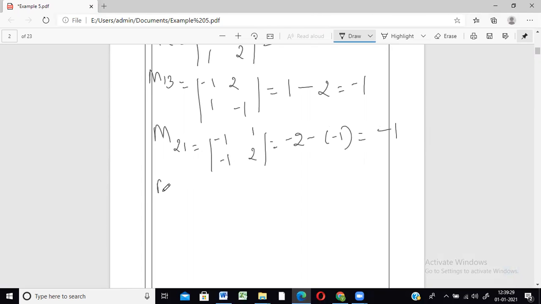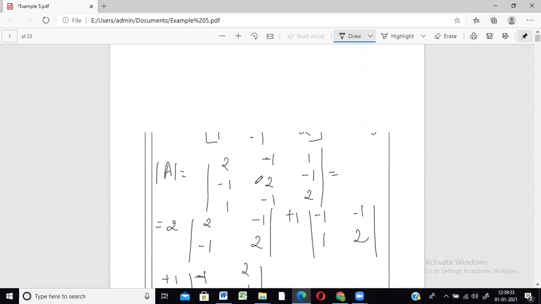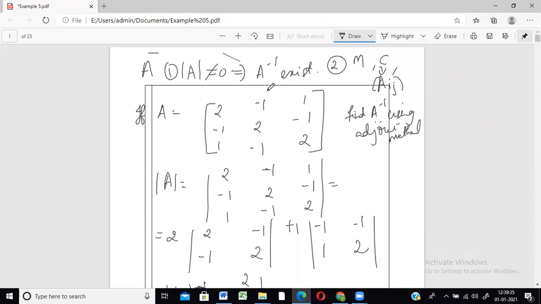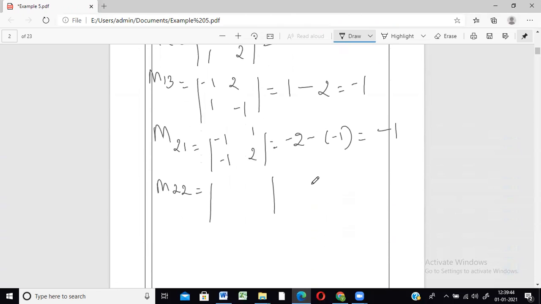The next one will be M22. I suppose you have understood the logic, so let me quickly write it. This is M22. This row and this column we will hide. So what remains? 2, 1, 1, 2, right? 2 2s are 4 minus 1, which is equal to 3.